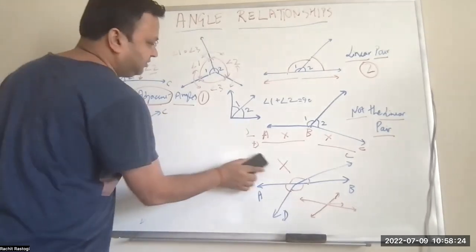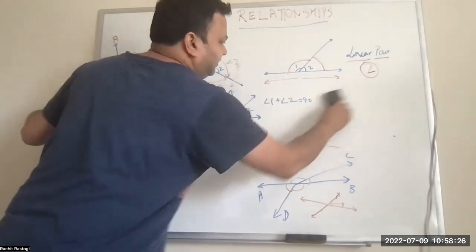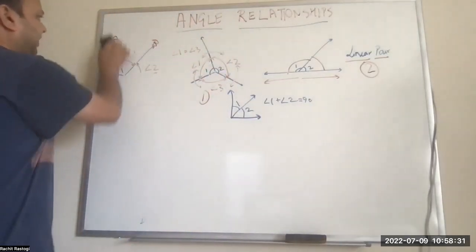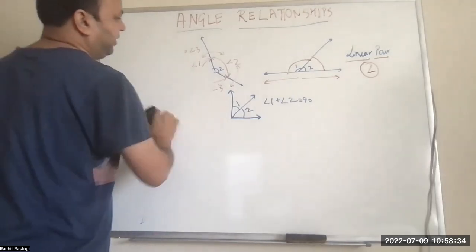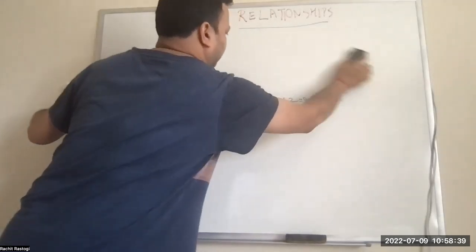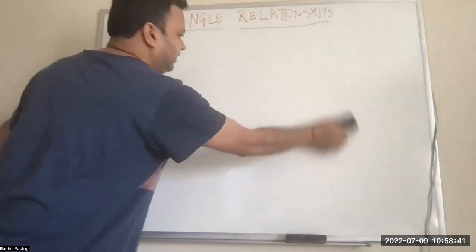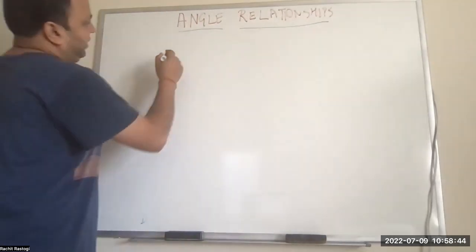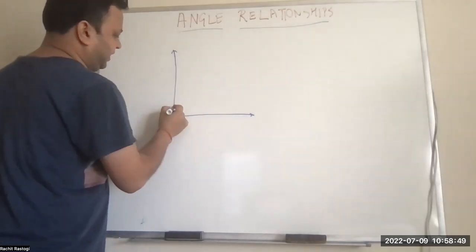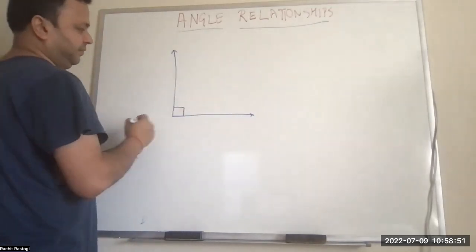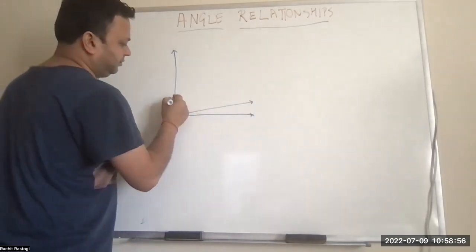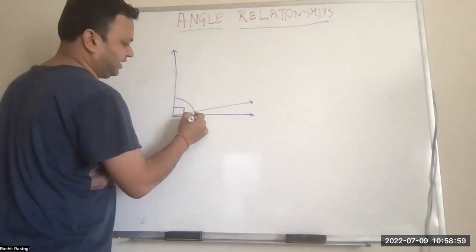The last concept that we're gonna speak about is an easy one. It's the concept of complementary angle as well as the supplementary angle. So what do we mean by complementary angle and the supplementary angle? The complementary angle is nothing but, let's say you have seen this angle that is exactly 90 degrees, right? Now you draw a line here.